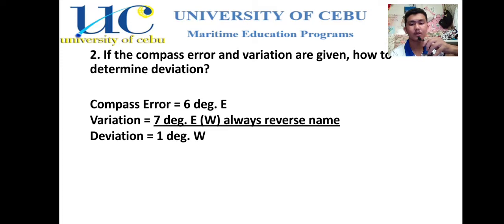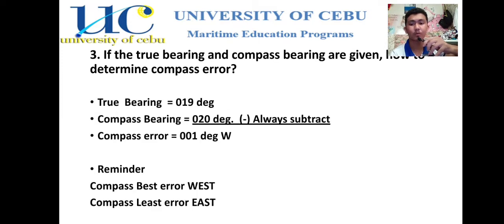Another example, problem number 3: if the true bearing and compass bearing are given, how to determine compass error. The true bearing is 19 degrees and the compass bearing is 20 degrees. Since the true bearing is less than the compass bearing, we always subtract, so the compass error will be 1 degree west. So a reminder: compass best error west, and compass least error east.